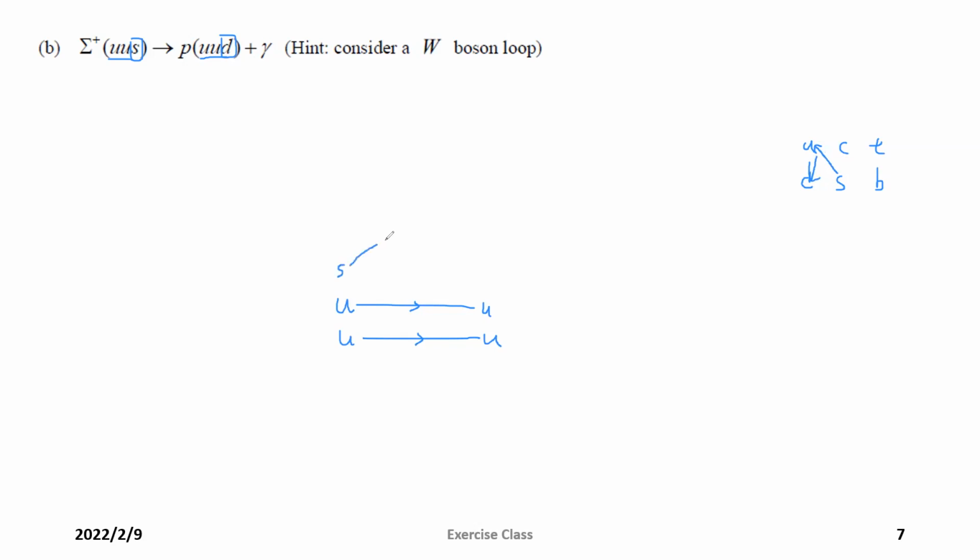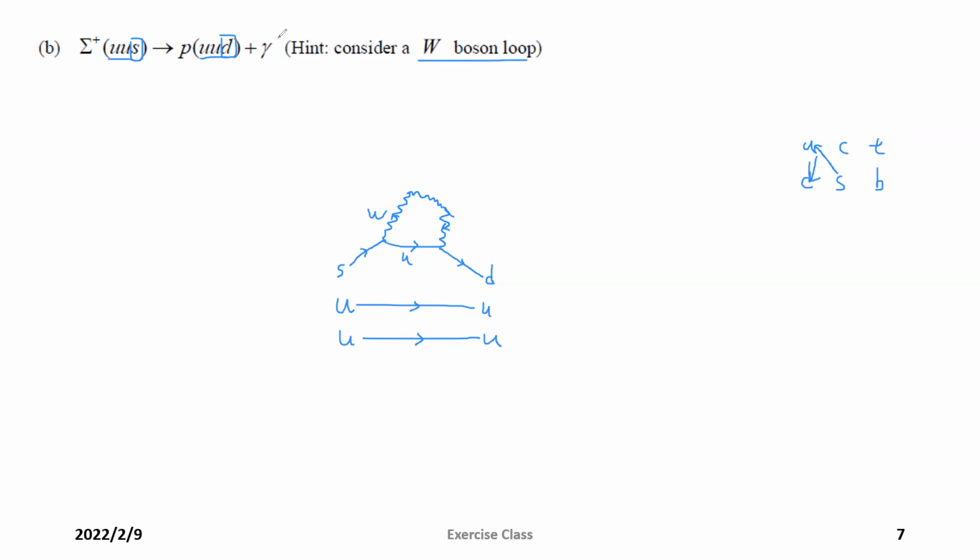So we can first transit to U, and then transit to D. And then you see that we can connect these two W bosons so that you form a loop. So that's the W boson loop in the hint.